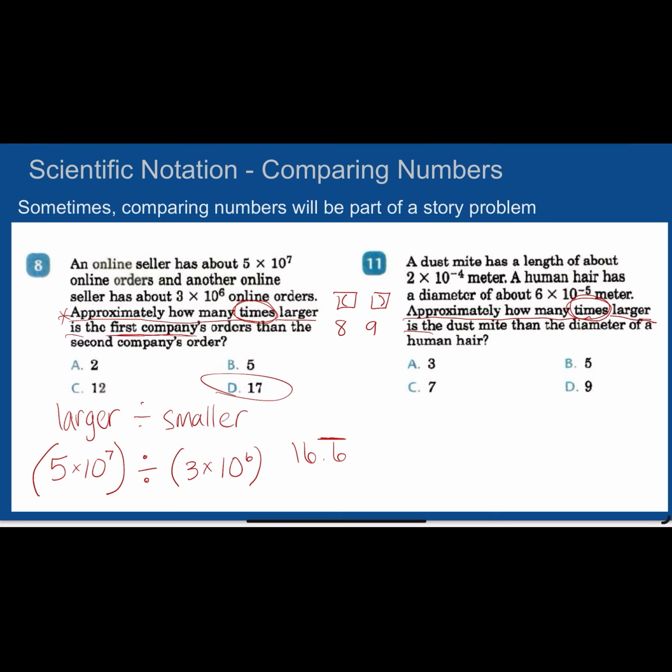We're going to do the same exact process with number 11 because it's the same question. How many times larger? So we're going to have the dust mite first, which is 2 times 10 to the negative 4, and put it inside parentheses, divided by 6 times 10 to the negative 5. Put that in parentheses. Go ahead and put it in your calculator, 2, scientific notation key, negative 4.